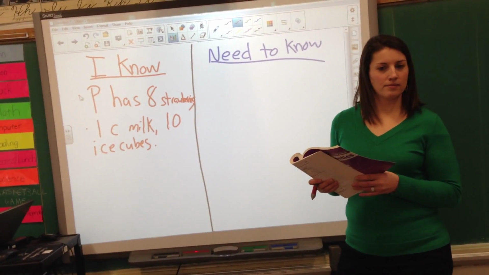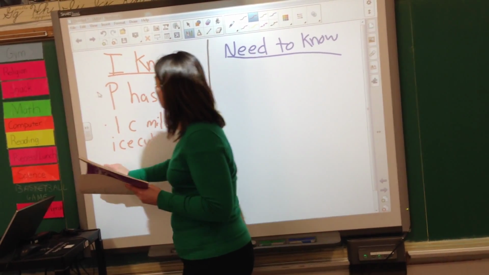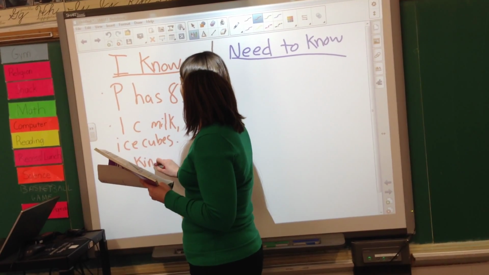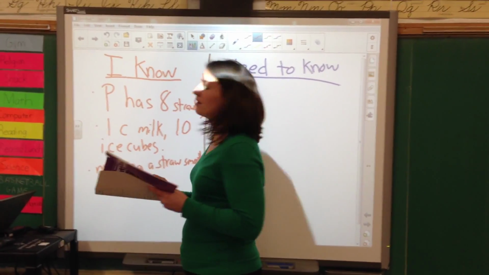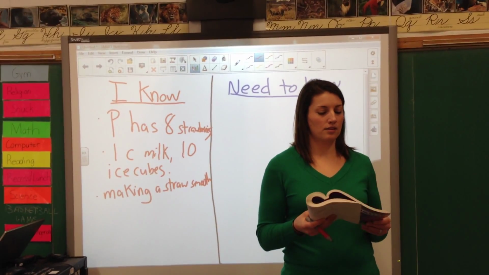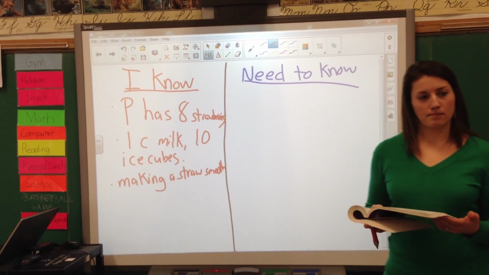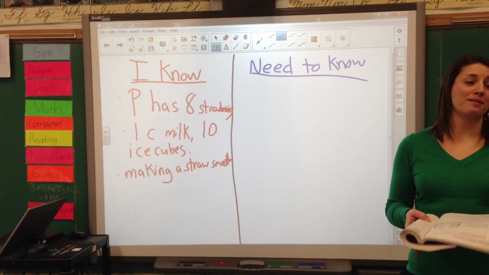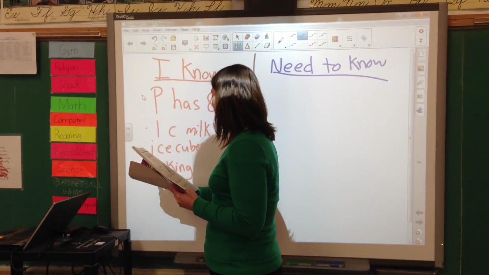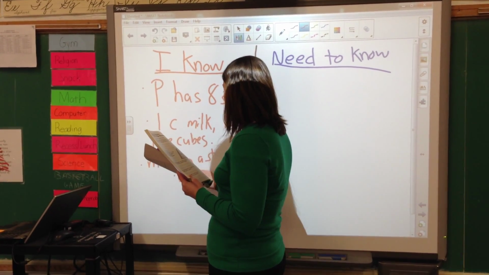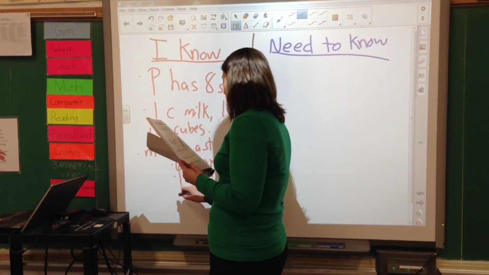What else do we know? What is she making? A smoothie. Okay, what kind? Strawberry smoothie. I'm just going to write straw smoothie. What do we know from the cookbook that's in here? What do we know about strawberry smoothies? Blend on high speed for two minutes. But what is in a strawberry smoothie? One cup milk, six ice cubes, six strawberries. So there's six strawberries in a smoothie, one cup of milk, and six ice cubes.